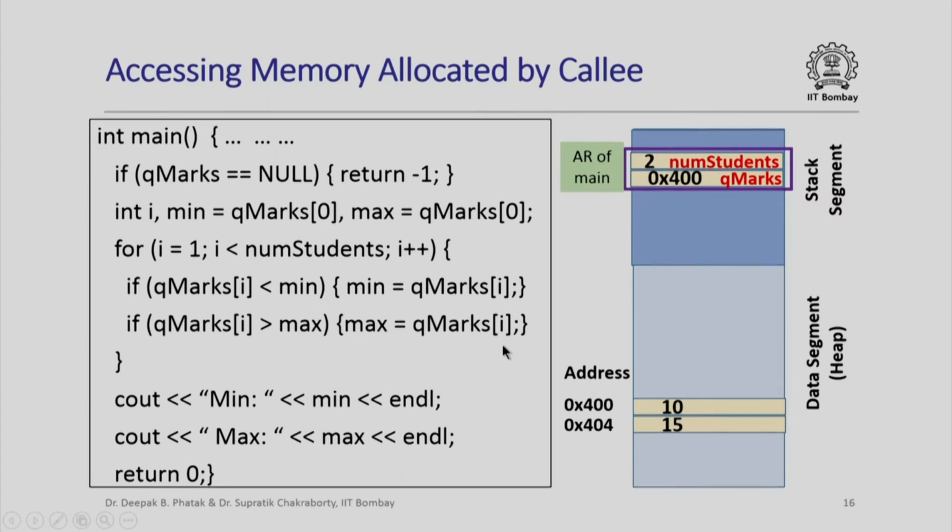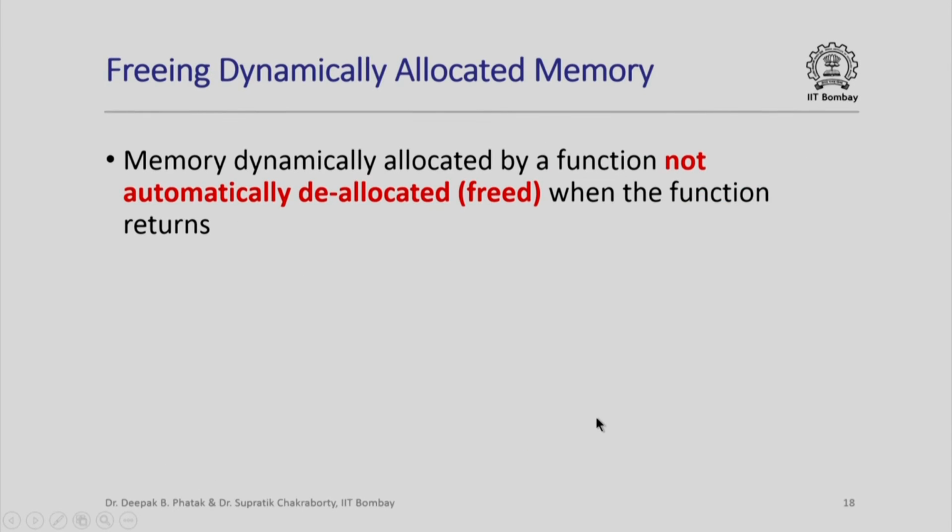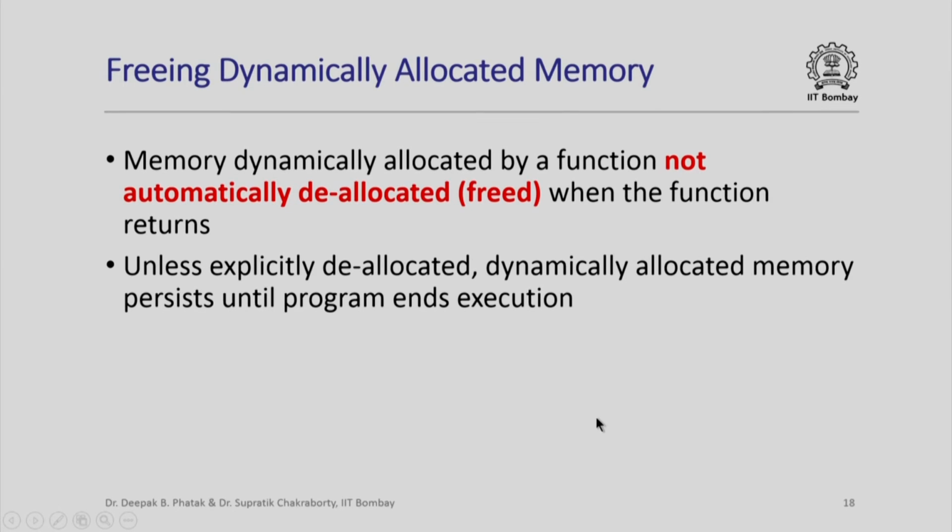But now the question is that since read quiz marks returned without freeing up these two dynamically allocated memory locations, when is this memory going to be freed or deallocated? Now it turns out that in C++, memory that is dynamically allocated by any function is not going to be automatically deallocated or freed when the function returns. So unless you explicitly deallocate dynamically allocated memory, all of this is just going to hang around in the data segment until the program ends execution. And this can be very wasteful of memory. Let us see an illustration of how wasteful this can be.